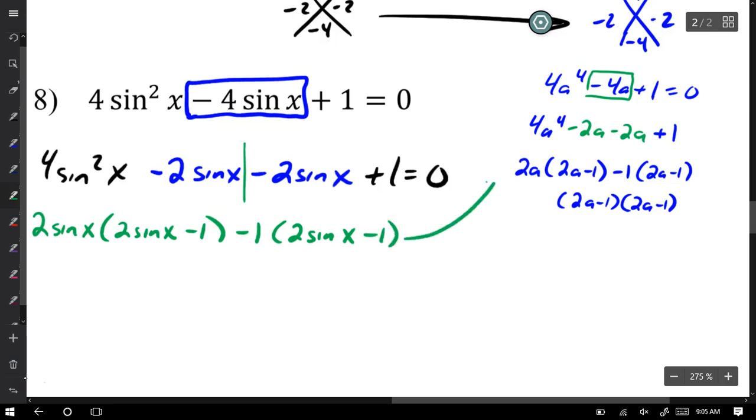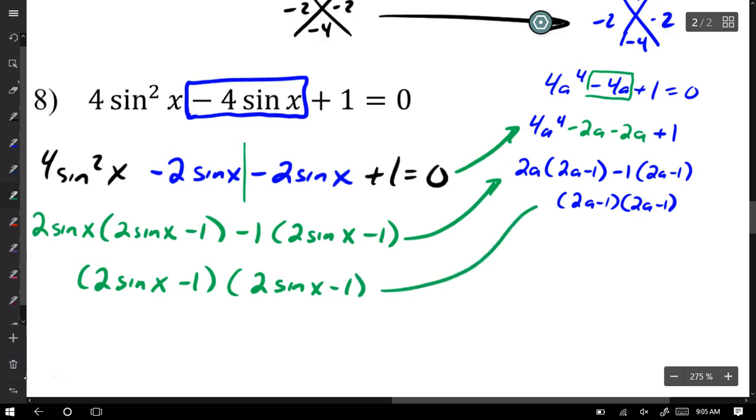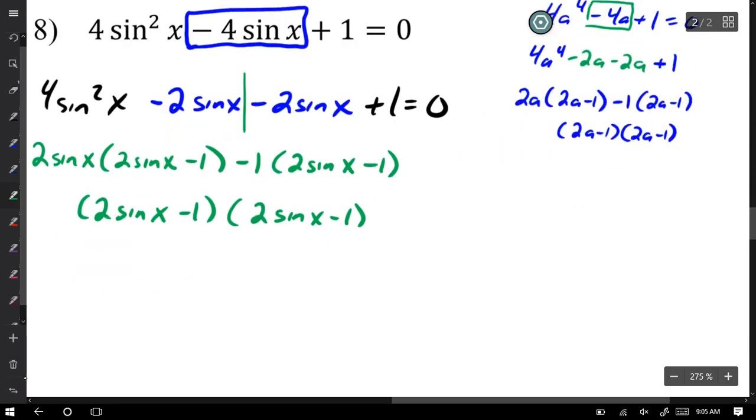I mean, look at this. They are step by step the same. So I guarantee you the next one is going to be very similar to 2a minus 1. So 2 sine of x minus 1, and it was 2a minus 1, so 2 sine of x minus 1. Look at that. Same factoring techniques. So in this case, we go through. These are equal to 0.